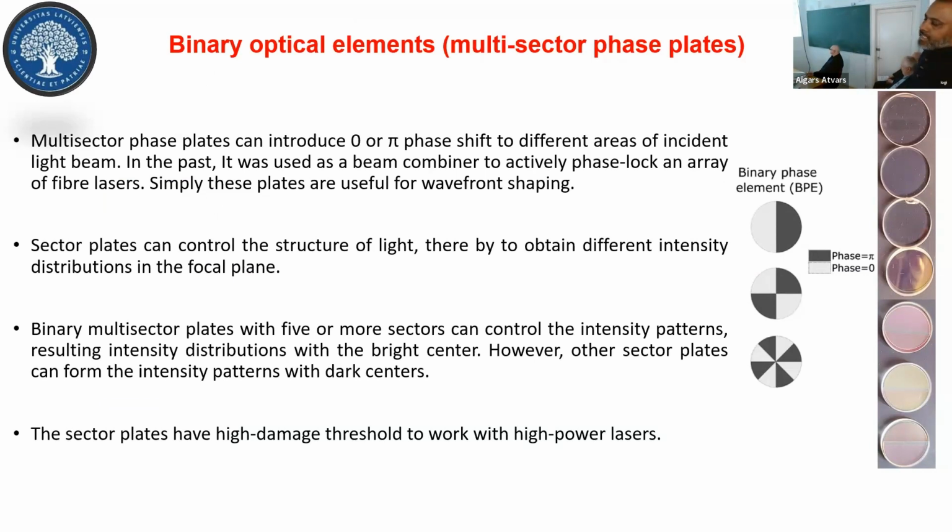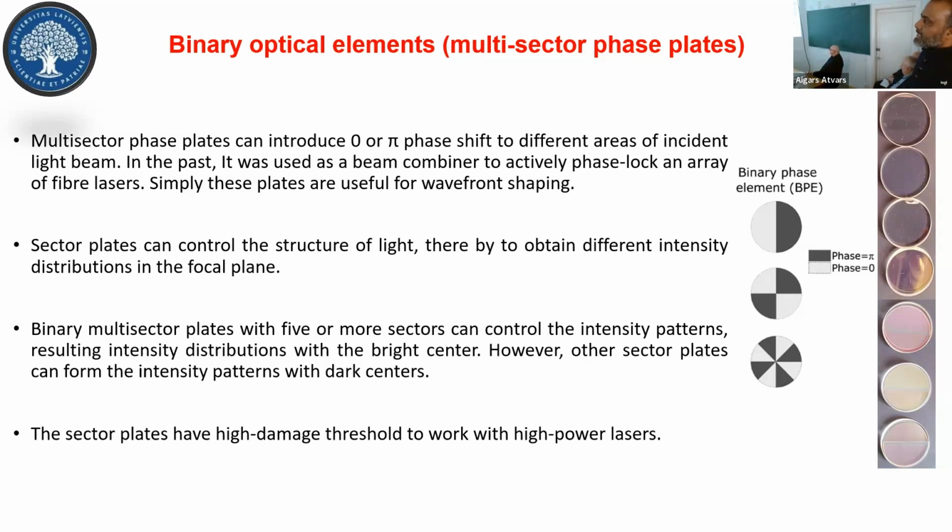So what is the working function of the binary optical elements? Why can we call them binary optical elements? These optical elements can introduce either a pi phase shift or a zero phase shift for the incoming laser beam. For example, I have a Gaussian beam. If I feed a Gaussian beam into the binary optical element, which is also called a multi-sector faceplate, the multi-sector faceplate can introduce a zero phase or a pi phase shift to the different areas of the incident light beam.